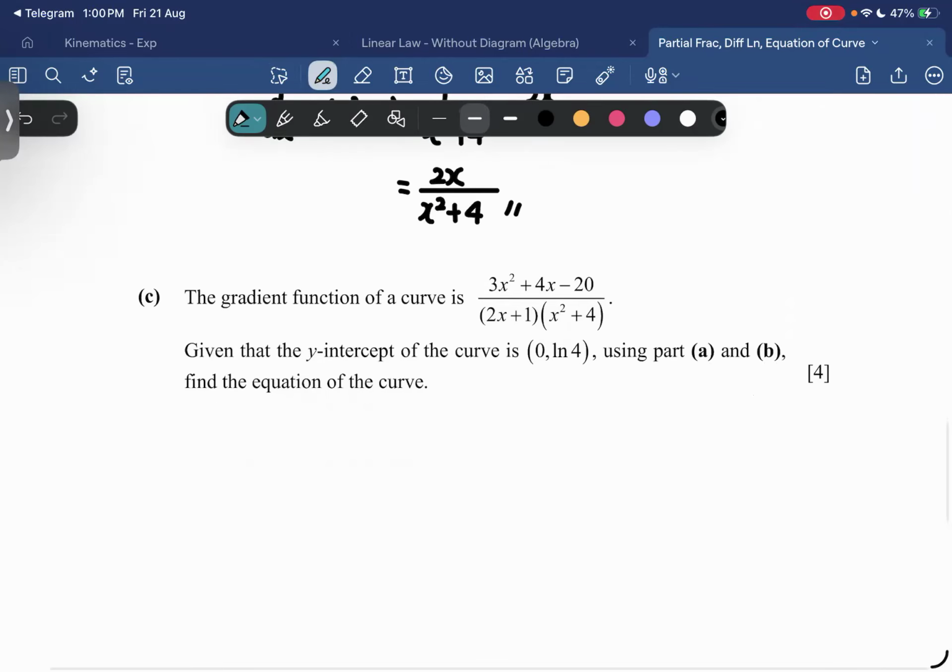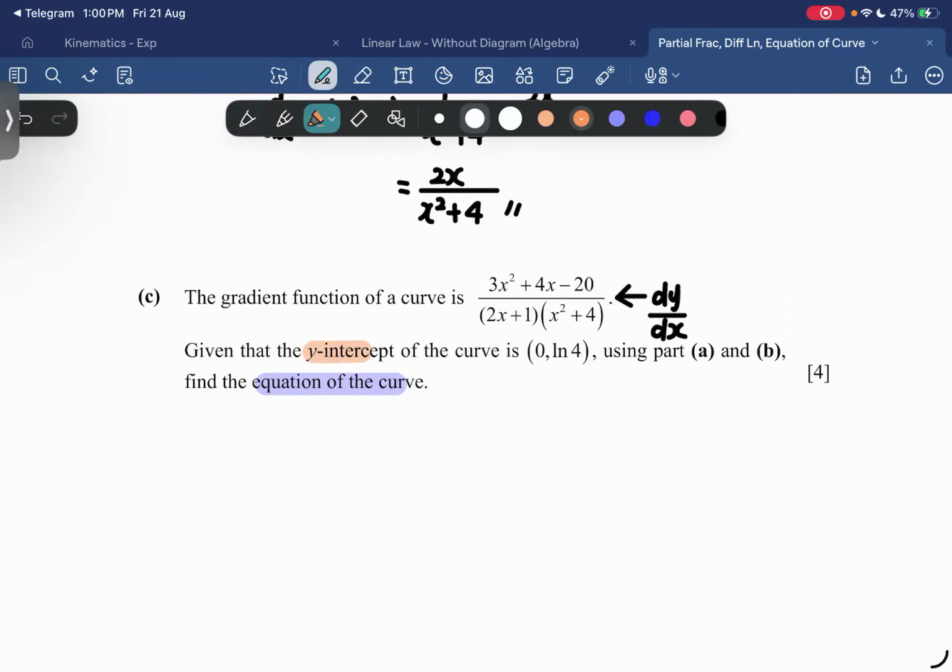Okay, so the last one, right? The gradient function. What's the meaning of gradient function though? That means this thing is actually my dy dx. So you're supposed to find the equation of the curve. That means you've got to go backwards from dy dx, which means you must integrate. So that's why this is a "hence" kind of question, right?